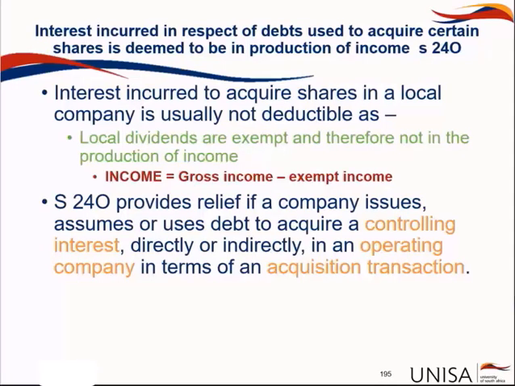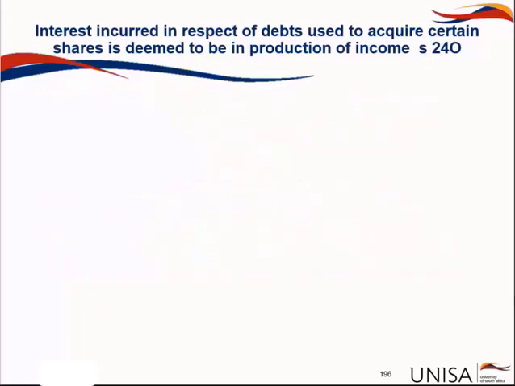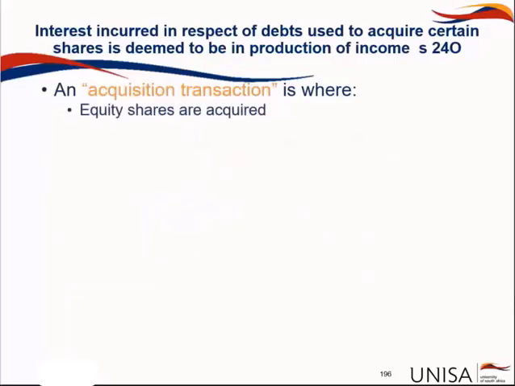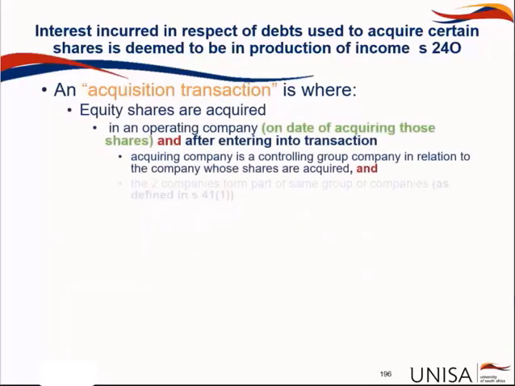So 24O provides for relief if a company issues, assumes, or uses debt to acquire a controlling interest, directly or indirectly, in an operating company in terms of an acquisition transaction. So there are three important definitions here. A controlling interest, what does that mean? An operating company, what does that mean? And the acquisition transaction.